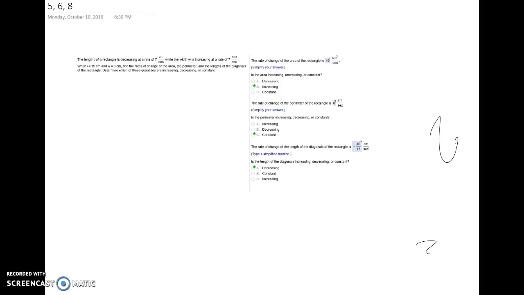Okay, so we're going to go through 5, 6, and 8. It says the length L of a rectangle is decreasing at a rate of 7 centimeters per second, while the width is increasing at a rate of 7 centimeters per second. When L is 15 and W is 8, find the rates. So this first part says the rate of change of the area.